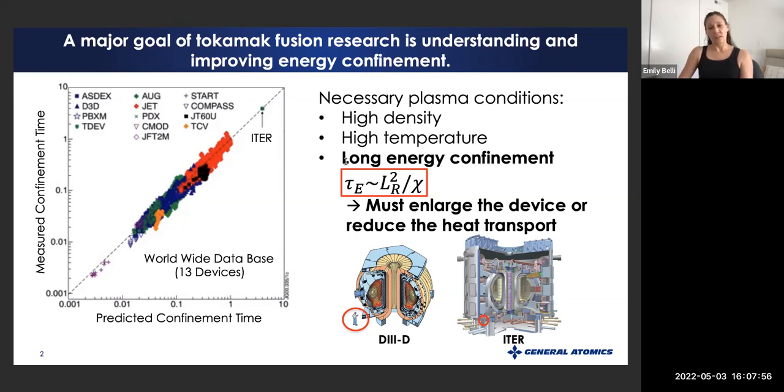The energy confinement time tau E scales roughly as the characteristic length scale of the device squared divided by the thermal diffusivity chi. To lengthen it, we can enlarge the device, though this is economically prohibitive, and ITER will already be about 4 times the size of D3D. For example, you can compare the size of a person, circled in red here, relative to the size of each device, where for ITER, a person is very tiny. Or we can reduce the heat transport. So understanding plasma transport is essential to designing a device with optimal confinement properties.